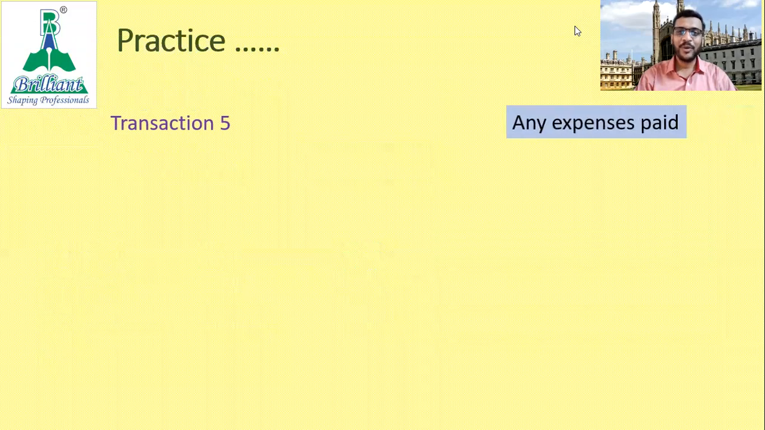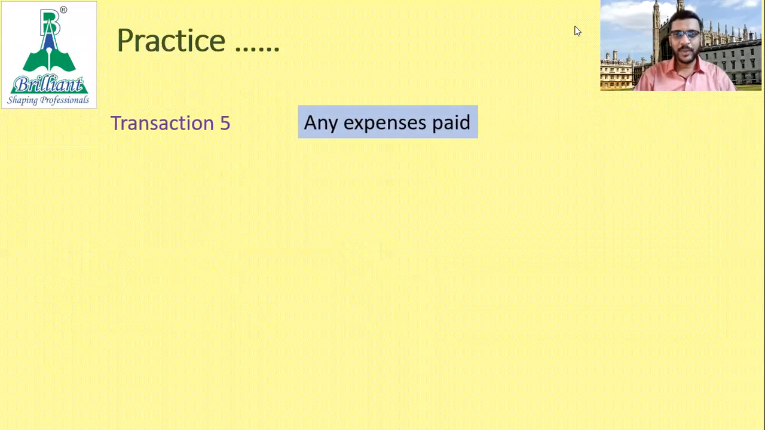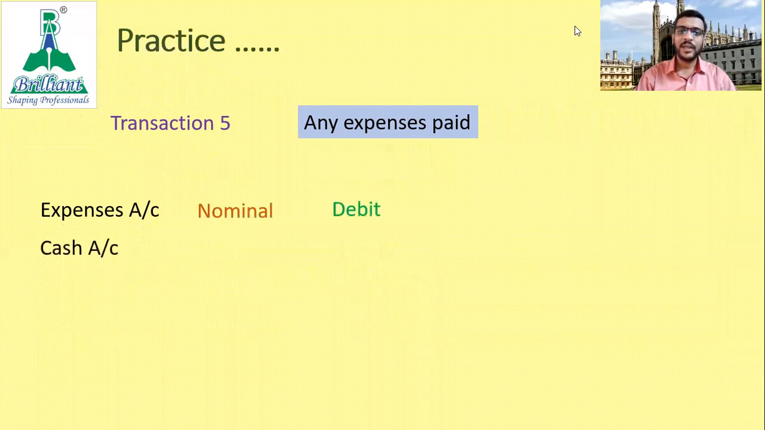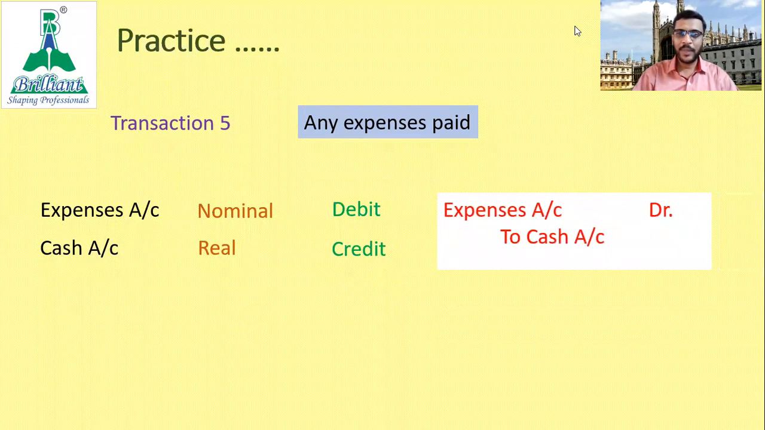Okay. Transaction number 5. Now expenses paid. This is a simple one. Expenses paid, so obviously expense account we will consider. Expense account is a nominal account, and for expenses, debit the expenses. So debit, and paid means we will use cash account. Cash account is, as all of you know, a real account, and we will credit the cash account. So the journal entry is very simple: expense account debit to cash account.